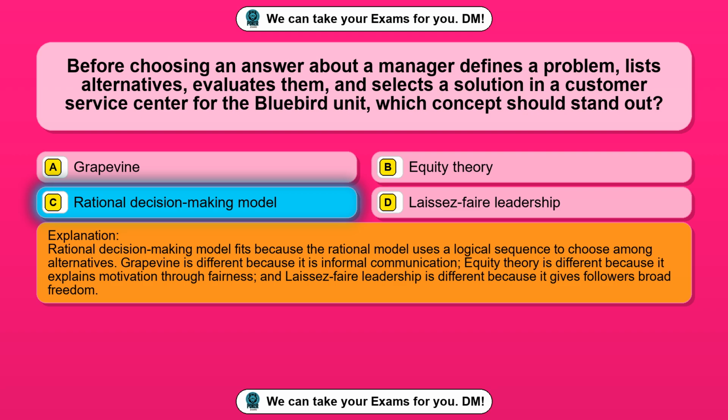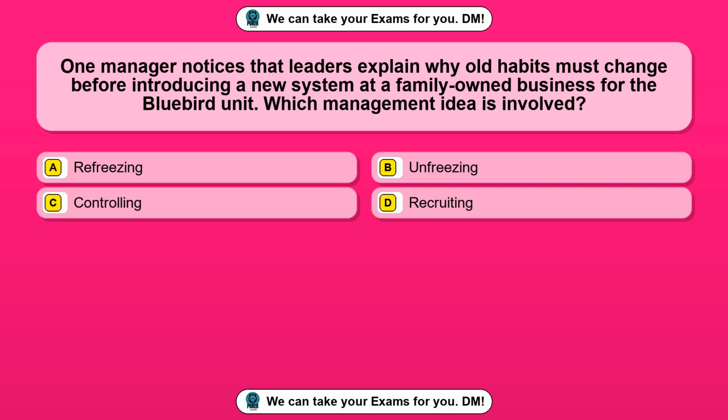freedom. Question 28. One manager notices that leaders explain why old habits must change before introducing a new system at a family-owned business for the Bluebird unit. Which management idea is involved? Option A, refreezing. Option B, unfreezing. Option C, controlling. Option D, recruiting. The correct answer is option B, unfreezing.